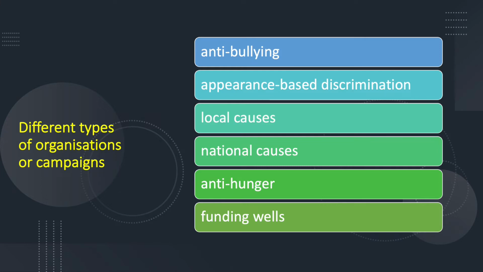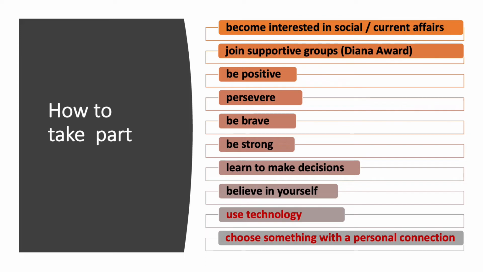All right? Then you can move to body paragraph 2. You need to write about how to take part in those campaigns. You can get ideas from both texts for this paragraph. There are some external and internal factors you need to have to take part in activities in these campaigns, like positive attitudes, perseverance, bravery, strength, and belief in oneself. And on top of that, an interest in social and current affairs. So these are the ideas I gathered by using both texts.